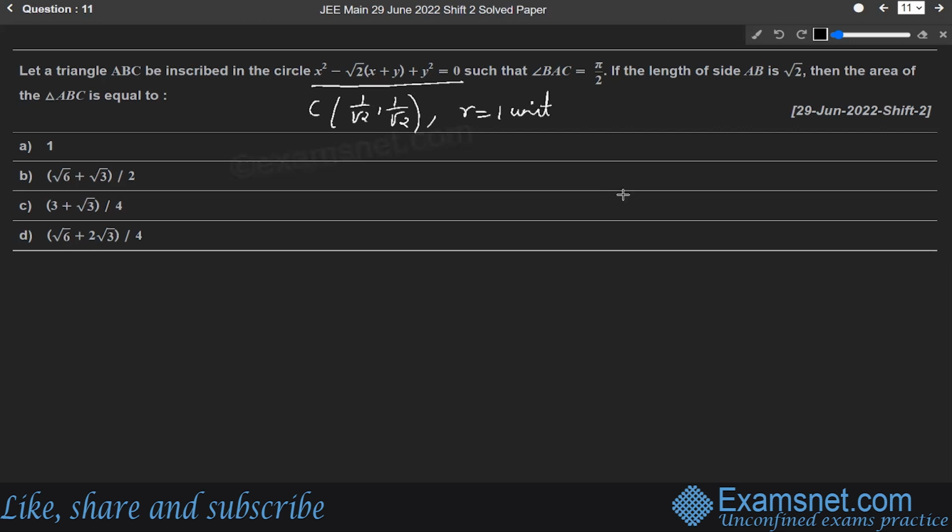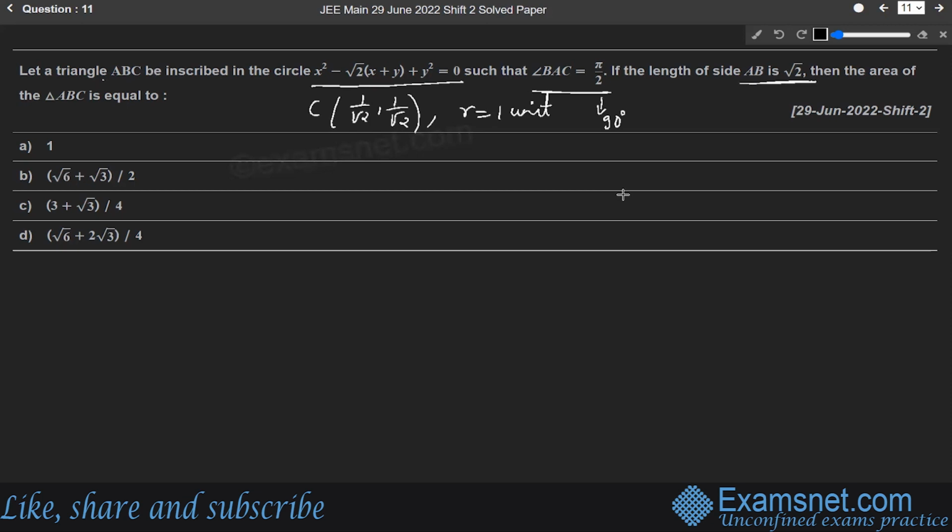All right. It is given that a triangle is present inside this circle and it forms an angle of pi by 2. Angle BAC is pi by 2. Pi by 2 means 90 degree. And the length of one side of the triangle is given, which is root 2. We have to find the area of the triangle. So now let us understand the basic diagram for this question.